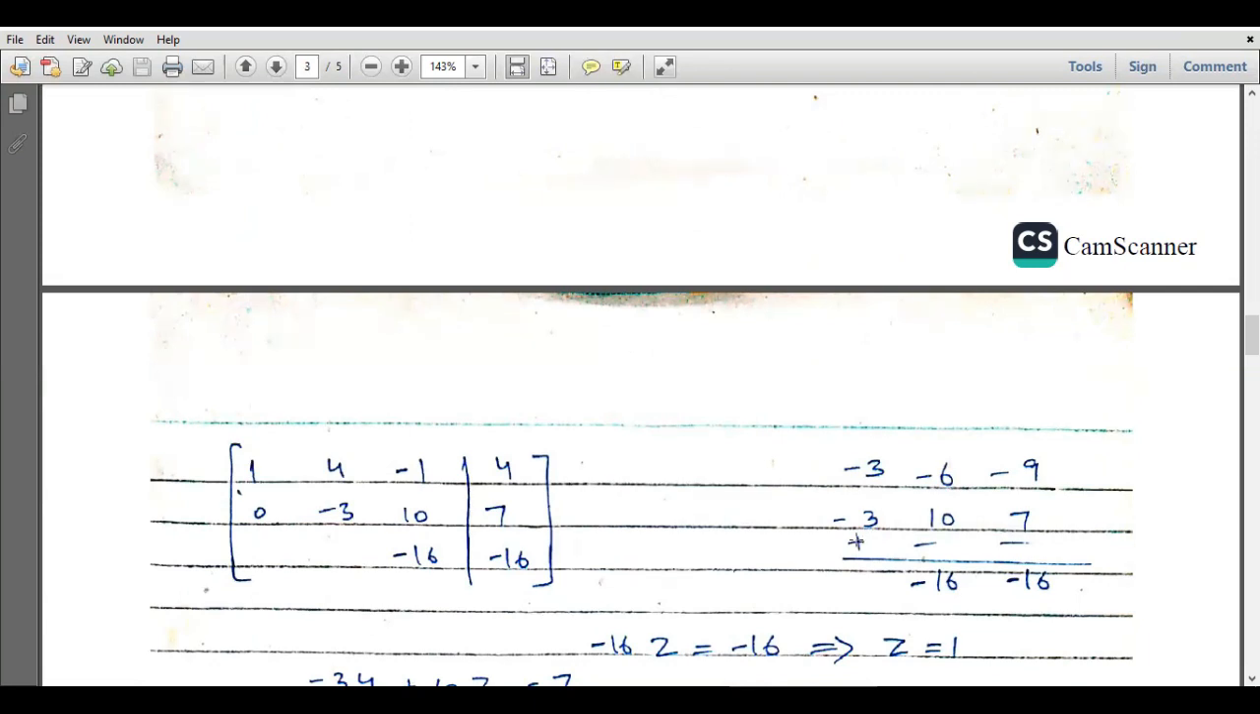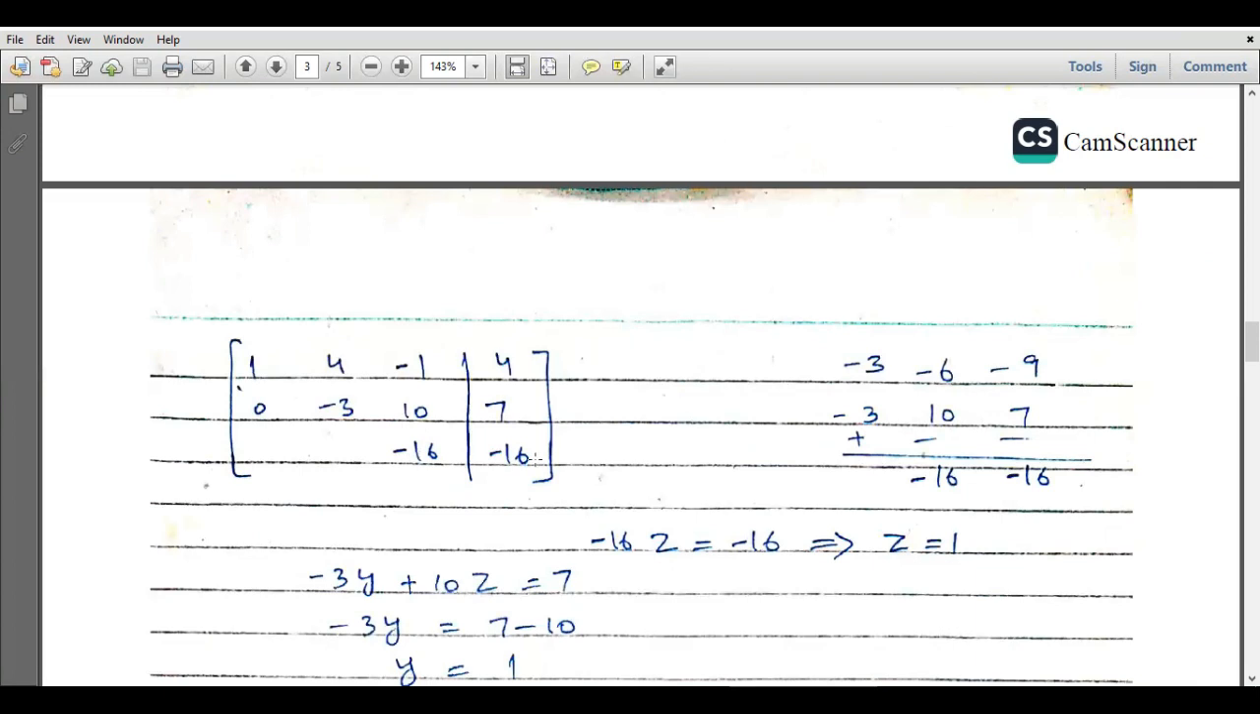So after subtracting, this will be plus, and these two symbols will be minus, and at the end we will have minus 16, minus 16. So this is our new third row. Here we have two zeros as well.